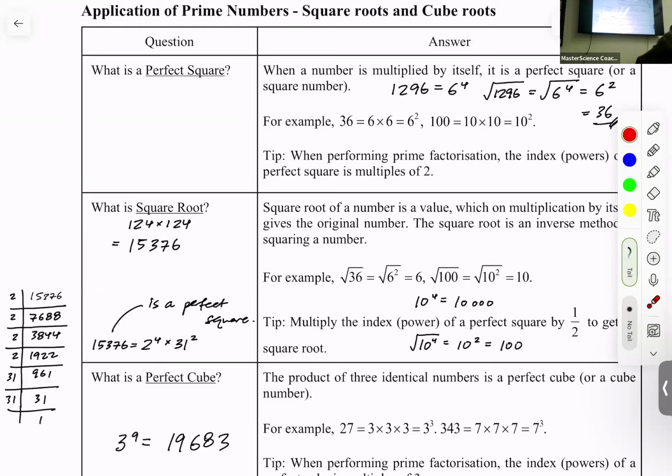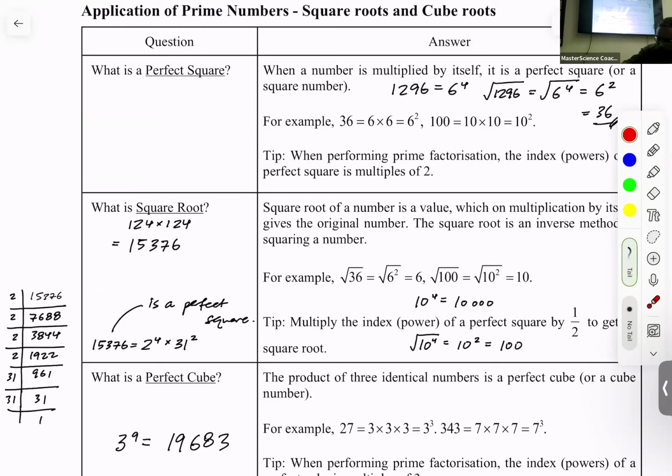Can you have a number multiply itself to give you 18? No, so 18 is not a perfect square. So what is square root? Square root is the reverse. So for instance, the square root of 36 is 6, the square root of 100 is 10.